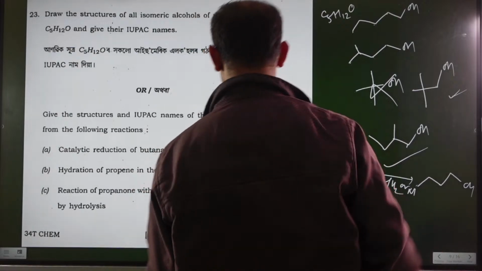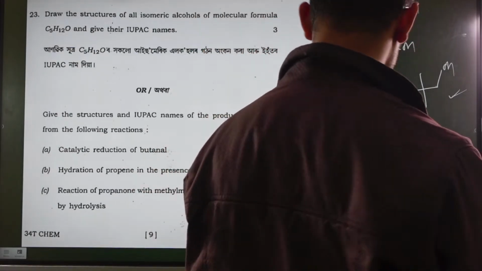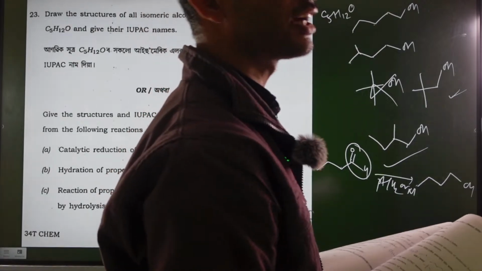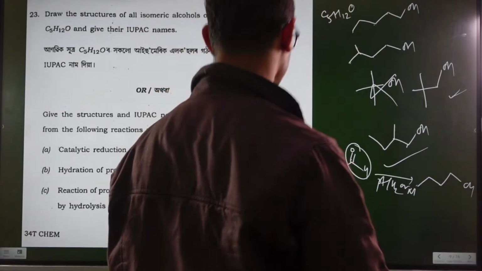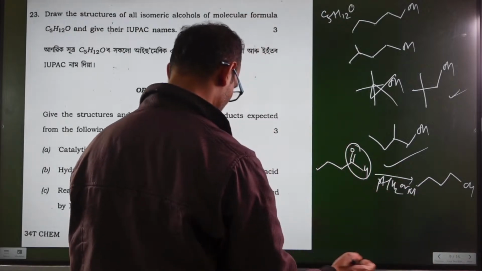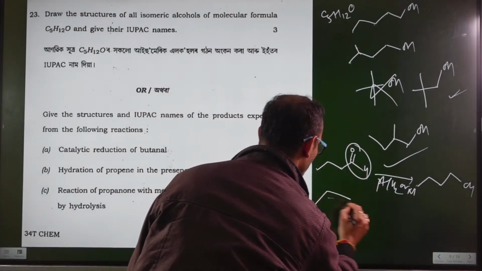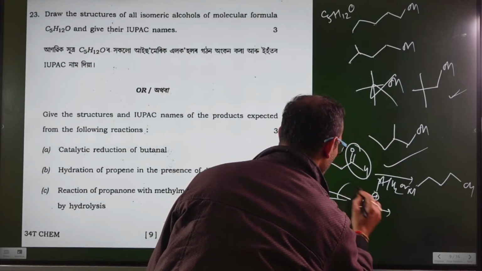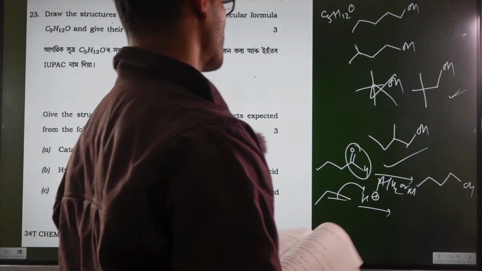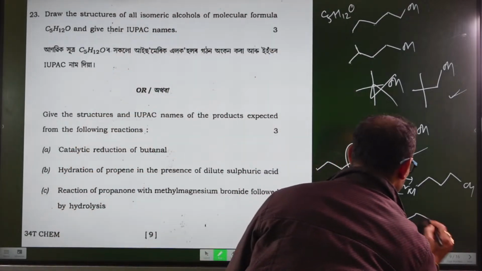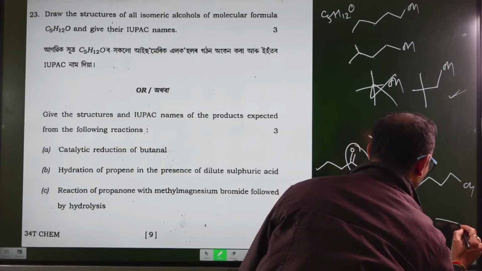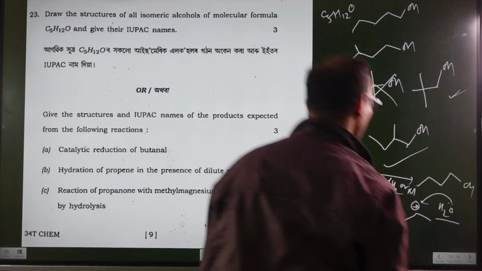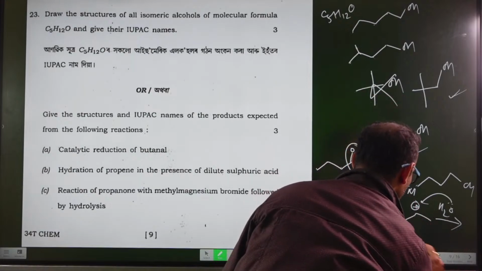So moving to B option, hydration of propene in presence of dilute sulfuric acid. This is simple electrophilic addition across the double bond, followed by water. Means hydration, the reaction is moving this way. In presence of sulfuric acid, first this double bond will take H plus, and it will give you one carbocation, right? This carbocation will be further attacked by water. So this is your product.